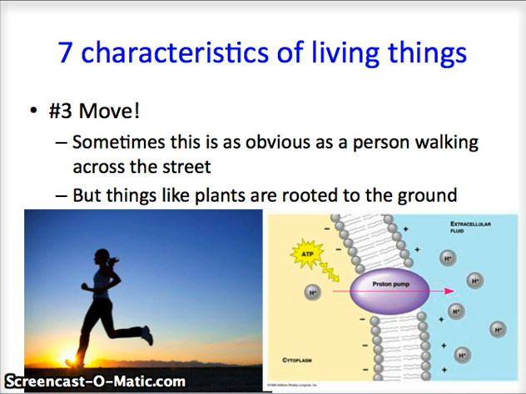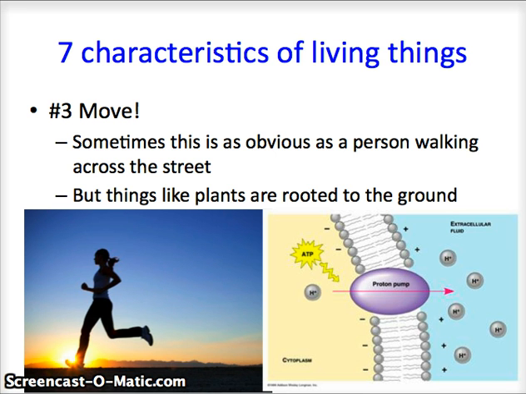So number 3 is move, right? It's the one that we always think of when we think about living things. Obviously, an example that comes to mind would be a person walking or running, like we have in the picture on the left. But movement isn't always an obvious thing in living things. For instance, plants are rooted to the ground, right? So you don't see your oak tree walking across the street in the morning because it's got roots in the ground.